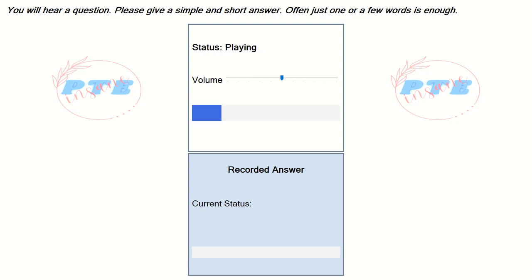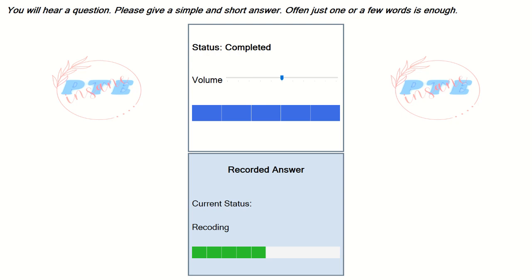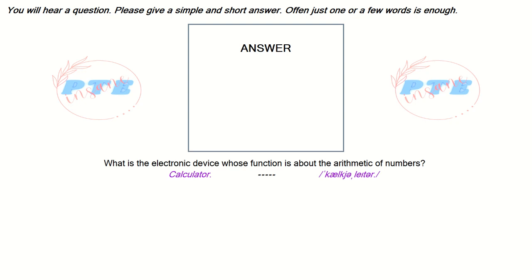What is the electronic device whose function is about the arithmetic of numbers? Calculator.